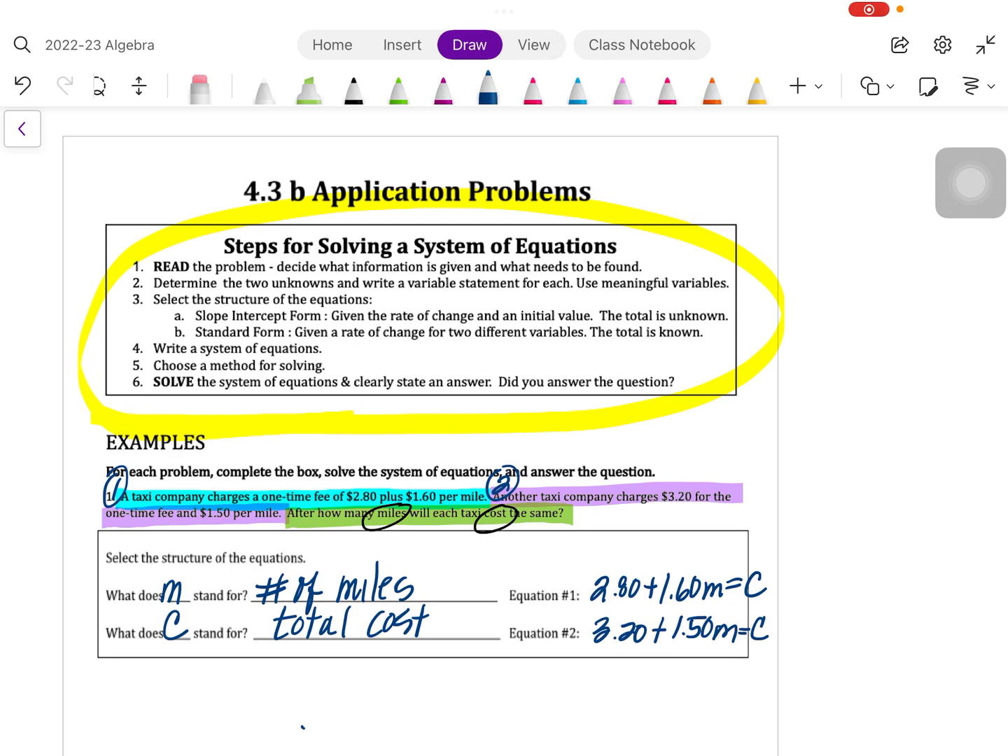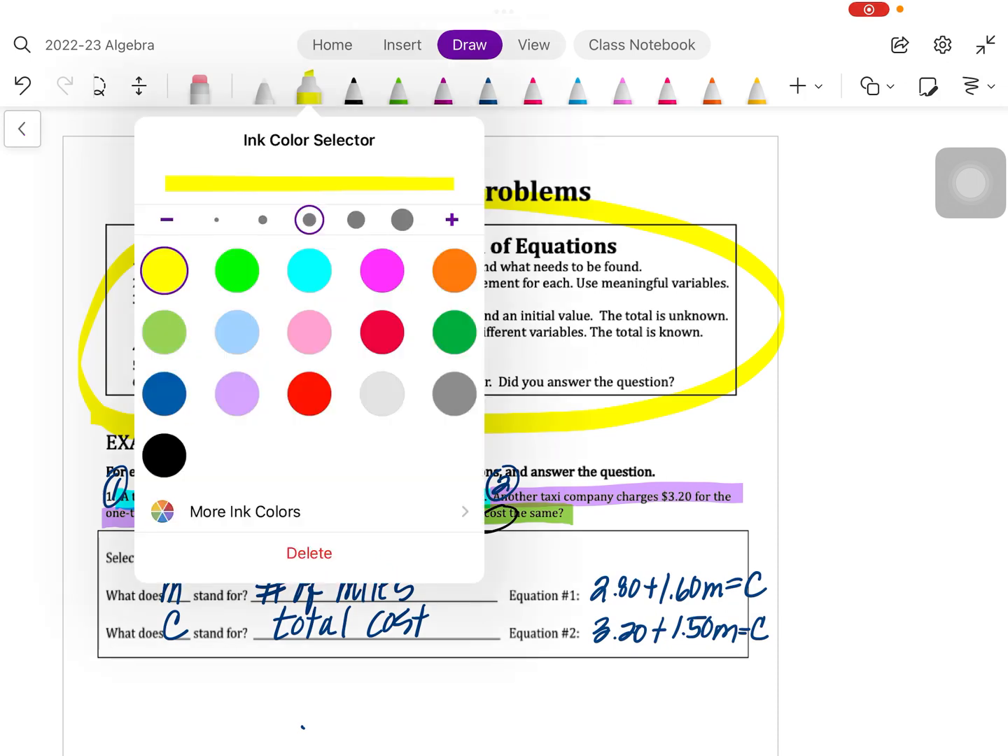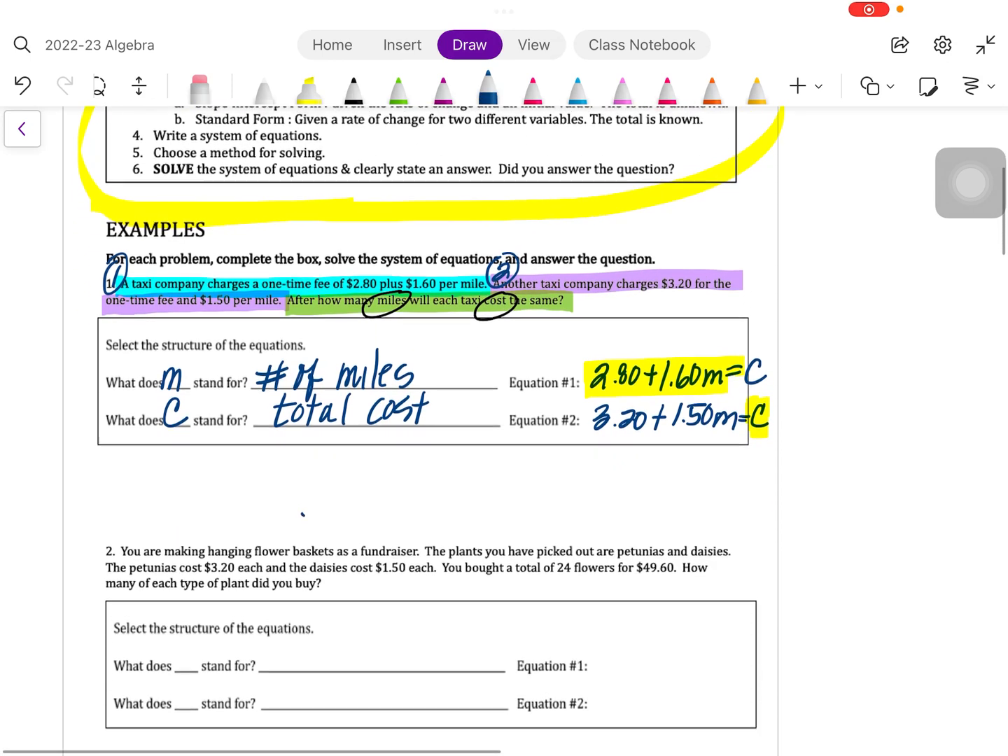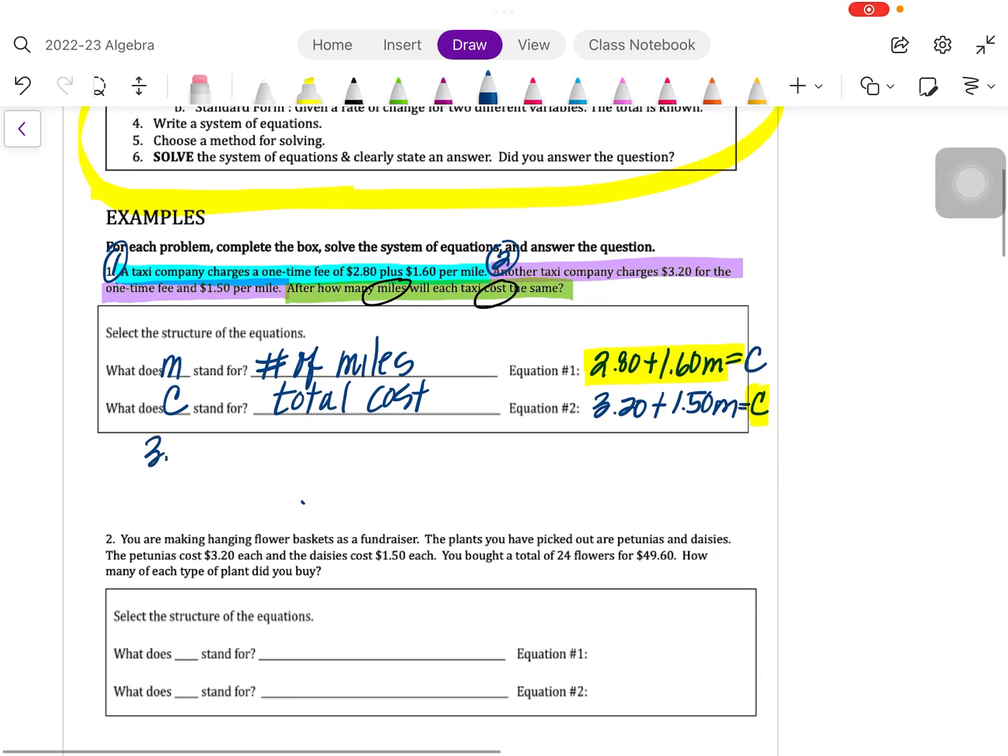For this particular problem, both of these are written in slope-intercept form. So what I'm going to do is solve them by substitution. So I'm going to take the value of c in the first equation, and I'm going to substitute that in place of c in the second equation. So my work is going to look like this.